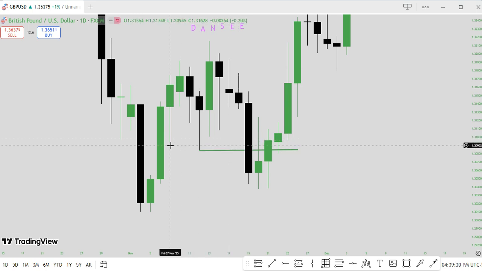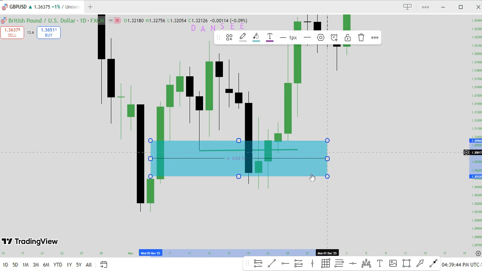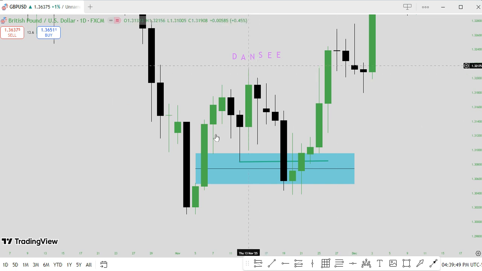Why is it forming this way? Why did the market do this? Because they are on discount. How did I know that it's discount? If you see this high and this low, the 50% of it is the equilibrium. Anything below 50% is discount.